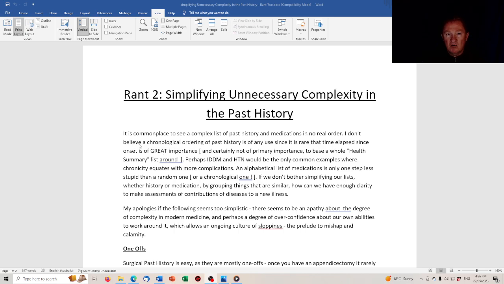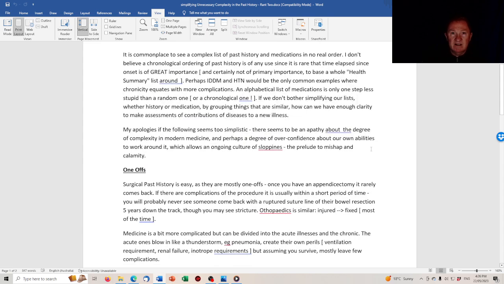Chronological ordering is just a disaster because it doesn't mean anything. The time elapsed since onset is rarely of great importance. Perhaps with hypertension and diabetes, it's important how long a patient has had that diabetes, had those illnesses for.